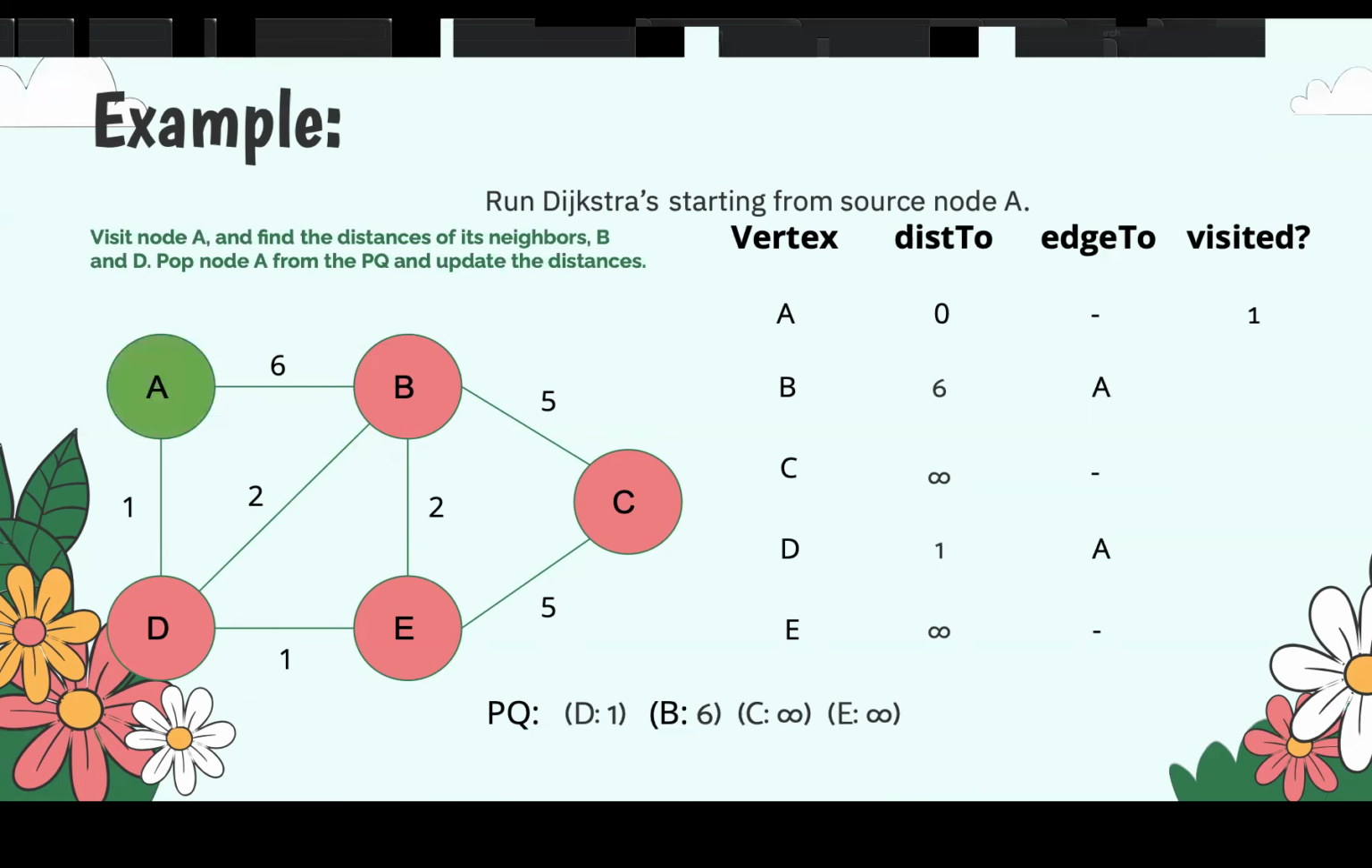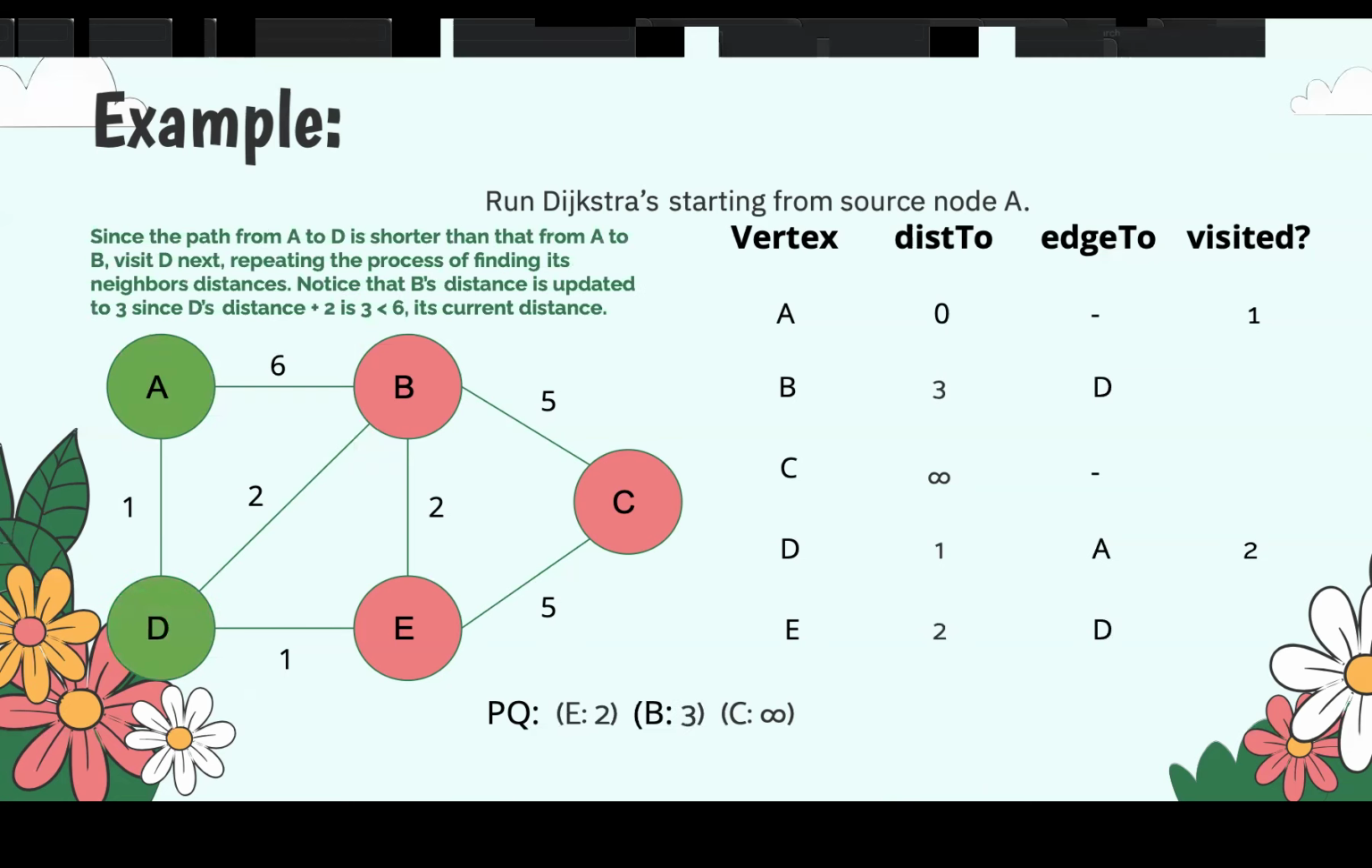So next we tackle D, and we look at all the children of D and add the edge weights to what we already have. D has a child B, that's 3. 3 is less than 6, so B's value is updated to 3. And then D has a child E, and 1 plus 1 is 2. 2 is less than infinity, so E's value will be updated to 2.